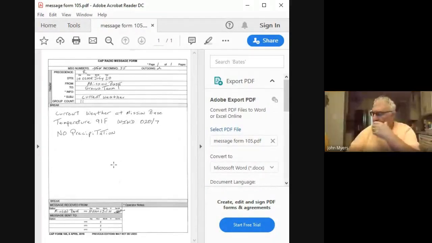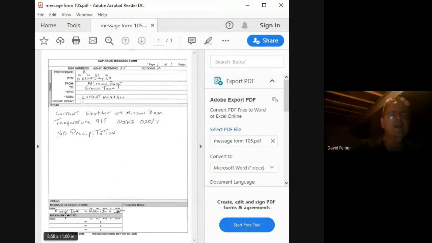That's the form 105. I kept it very simple. The message received, I put in the message received from mission base at time 10:03:00 Zulu, July 20, and my initials. I have not sent that to anyone else, and I have no operators notes.